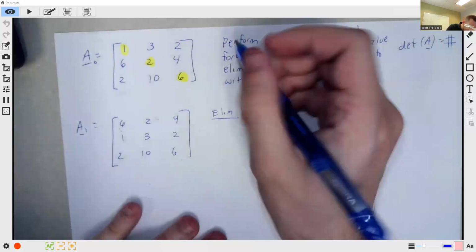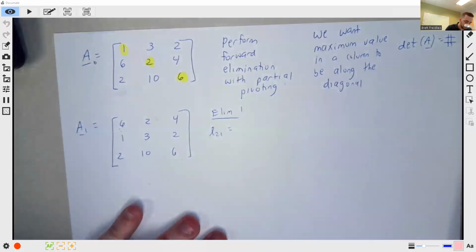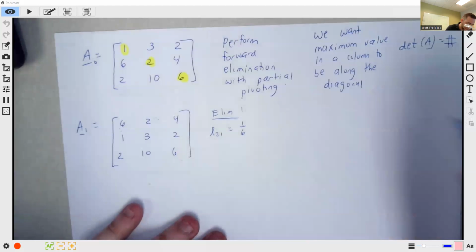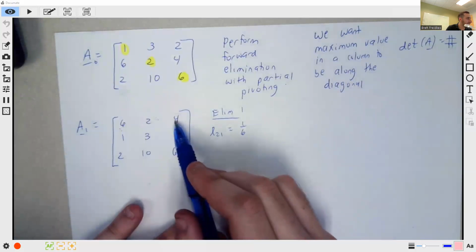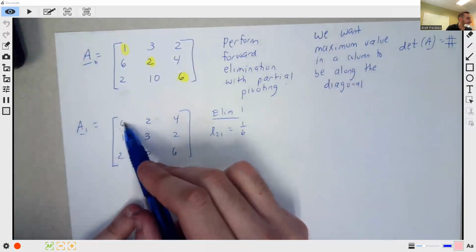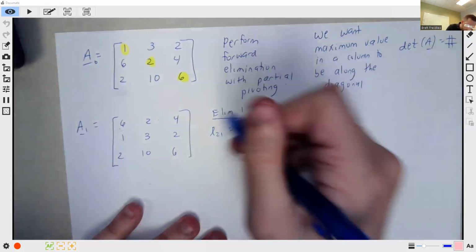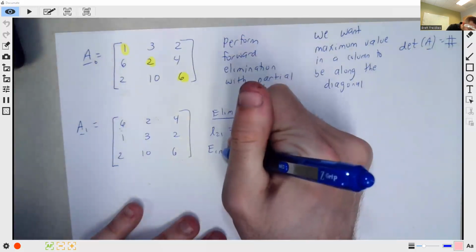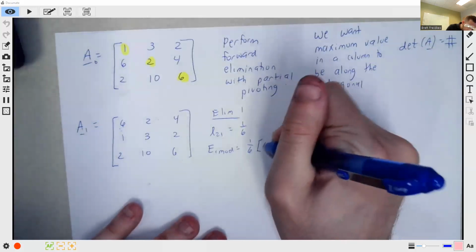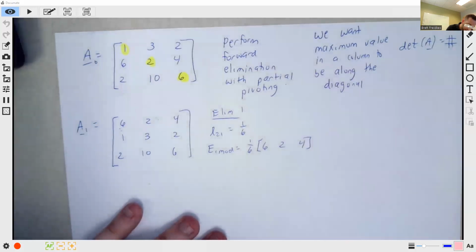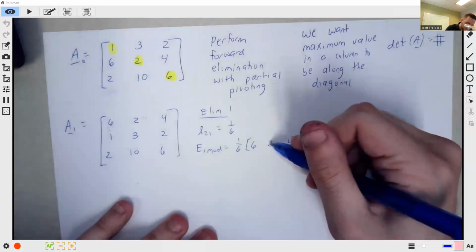So what we'll do is find our modifier. Our modifier, which will be ultimately L21, if we were to do an L matrix, will be 1/6. Because what we want to do is multiply this top equation, the one we're modifying, by some value that'll make the 6 equal to a 1. Well, 6 times a sixth is equal to 1, and that's why we'll choose that. So we'll say that our E1 modified will therefore be 1/6 times 6, 2, 4. That's our top row.